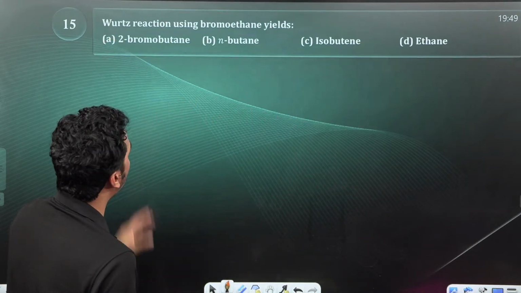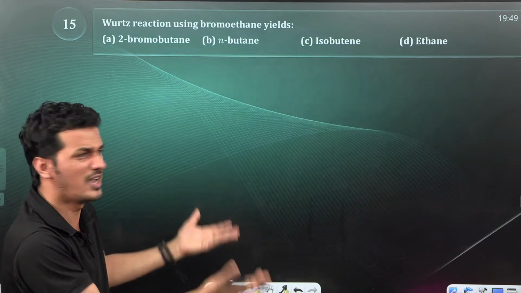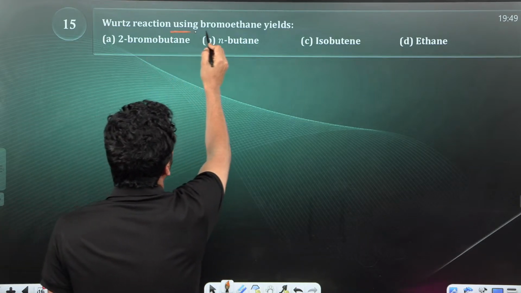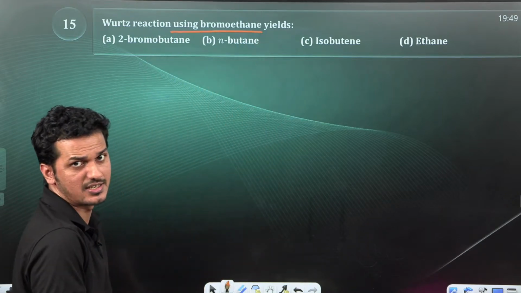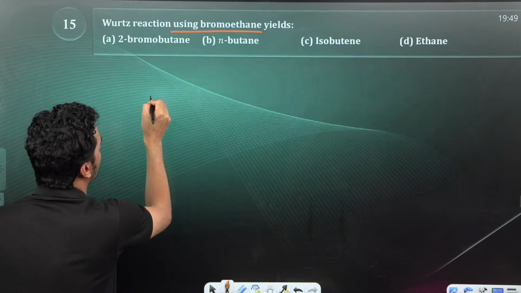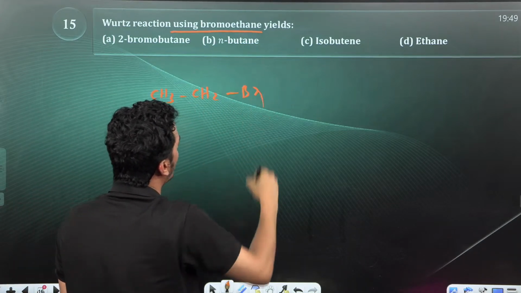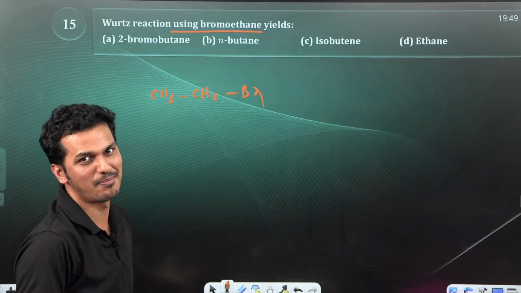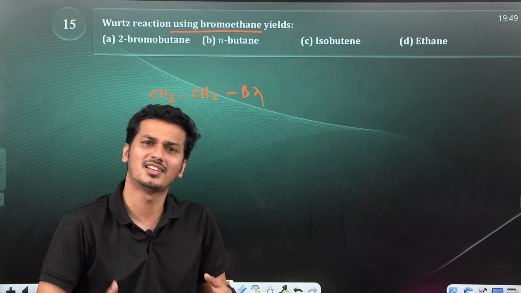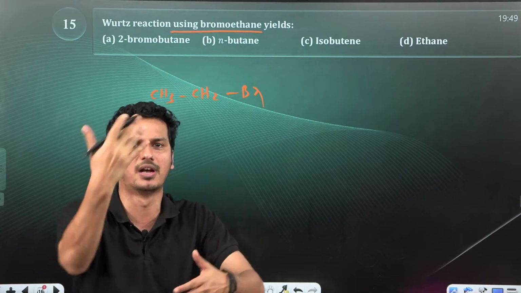This is the next question, 15th question. Easy one. Very easy one. Wurtz reaction using bromoethane yields... So you are having bromoethane, CH3 CH2 Br. What is happening during the normal Wurtz reaction? The number of alkyl groups will double.